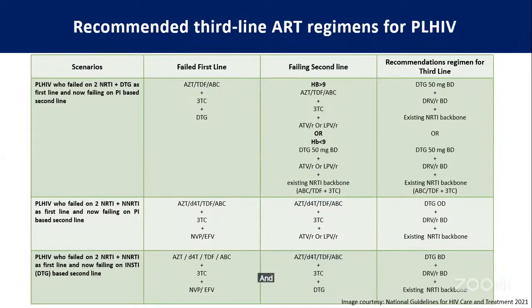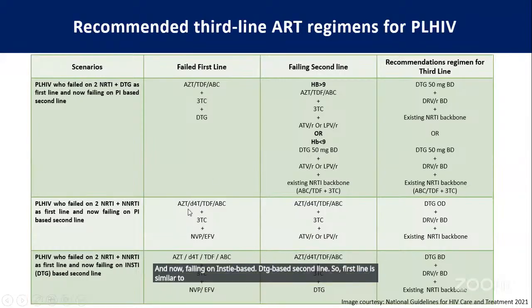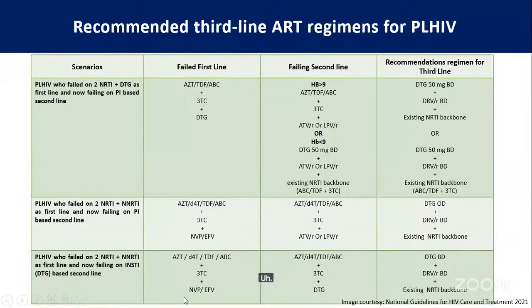And the third scenario is a PLHIV who failed 2 NRTI and NNRTI as first line and is now failing on an INSTI-based, DTG-based second line. So the first line is similar to the previous patient, and here, instead of a boosted PI, we have used DTG as second line. So this was DTG OD. So it will be DTG BD, DRV/r BD, and the existing NRTI backbone.